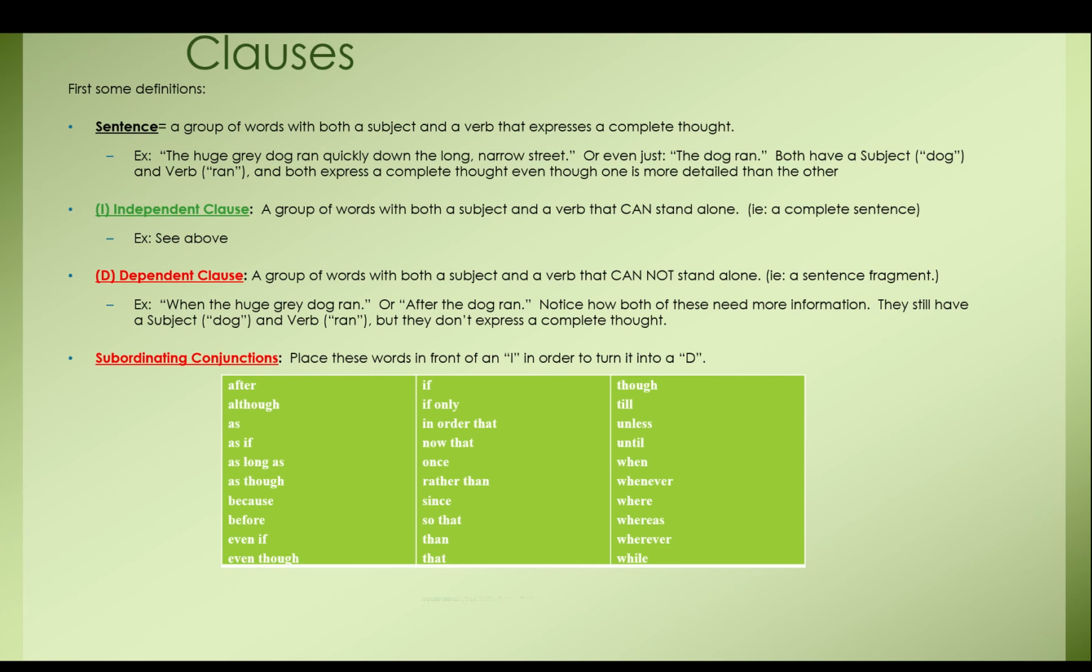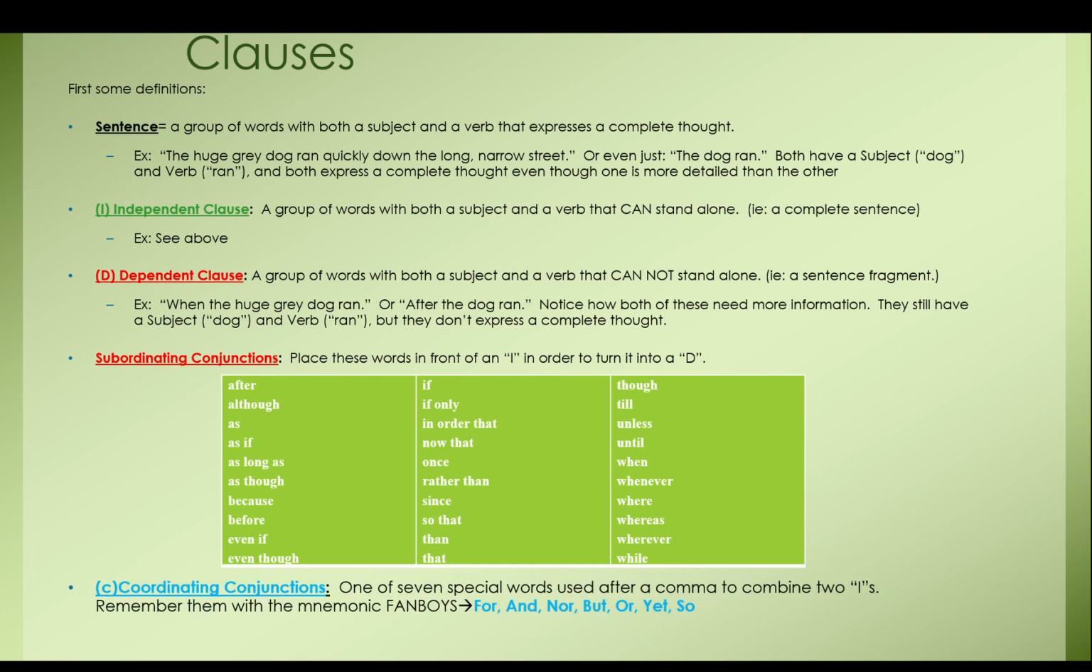There is another type of conjunction we're going to talk about, and those are called coordinating conjunctions. I abbreviate those with a little C for coordinating conjunction. These I do want you to memorize. You should know these. There are only 7 of them. They are one of 7 special words that come after a comma to combine two I's, two independent clauses. You can remember them with the mnemonic device FANBOYS. For, and, nor, but, or, yet, so.